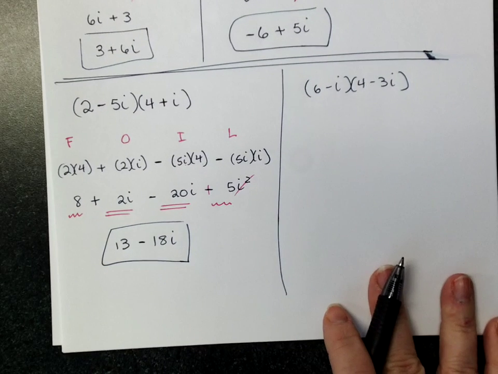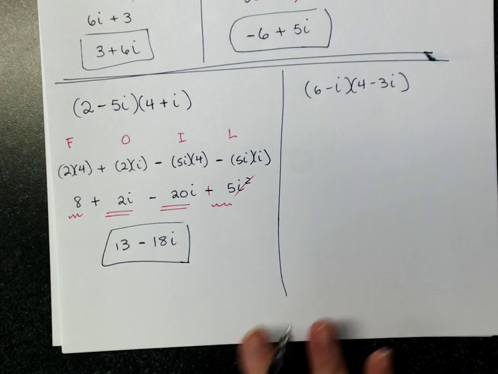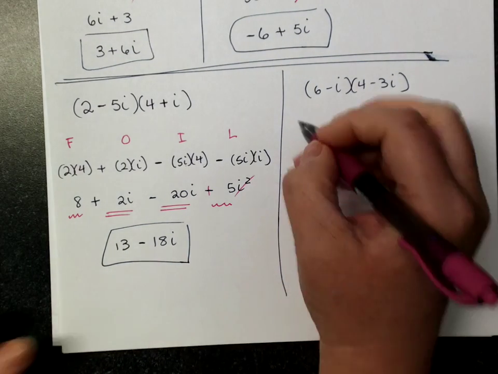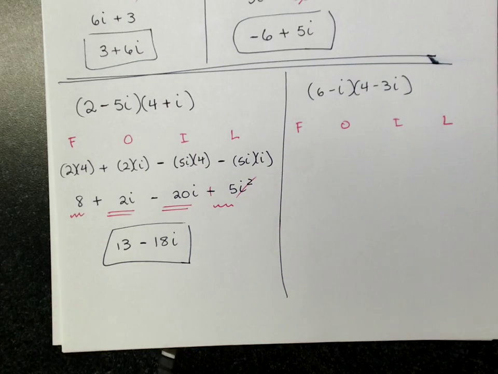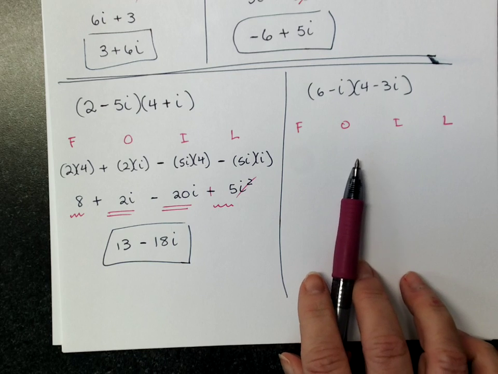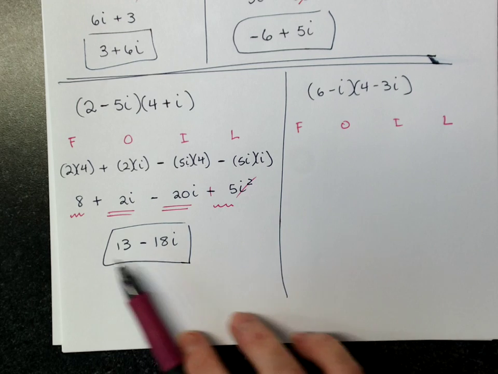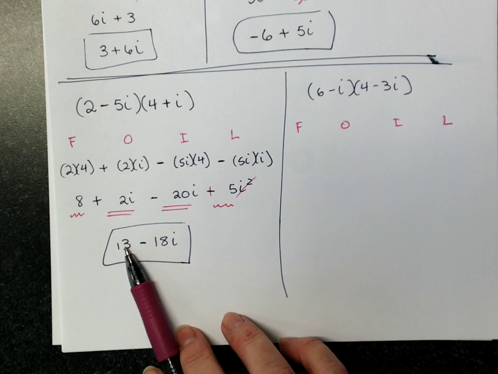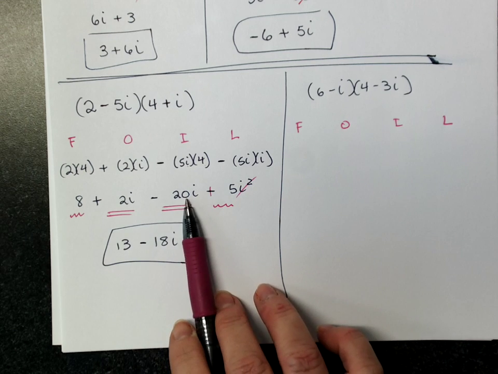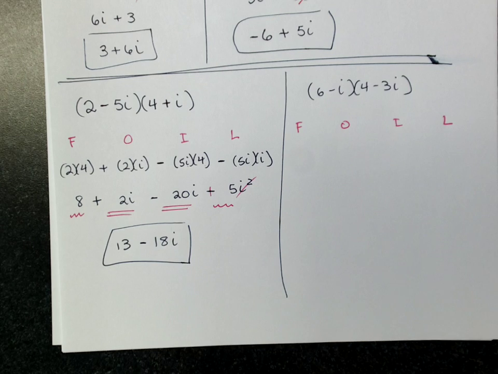Do that pretty quickly. I want to make sure I cover the other topics. Okay. So try and be as quick and as efficient as you can. Know what your goal is, 4 terms, but then you know it's going to become 2. The F and the L will both be numbers that will make your pure a, and the O and the I will be imaginary terms that will combine to your bi.